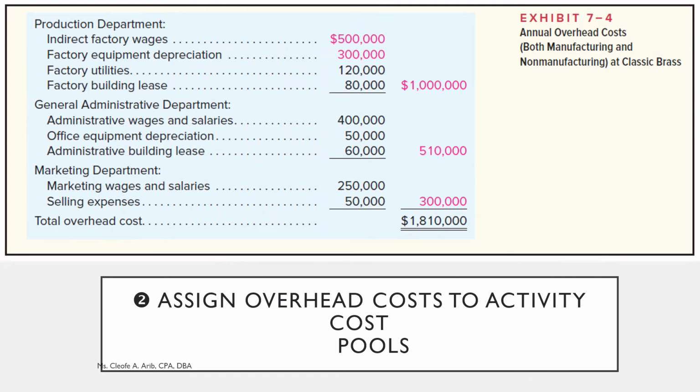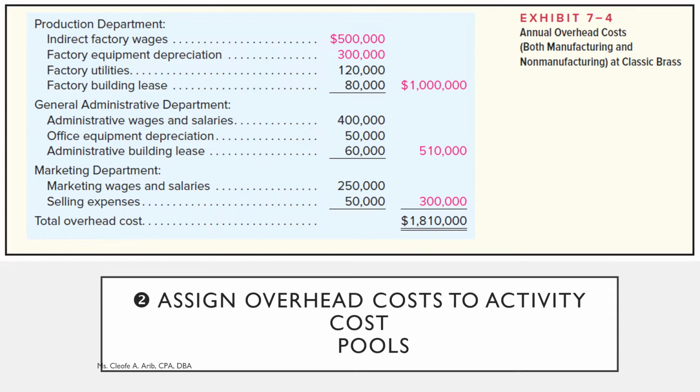Your second step is to assign overhead costs to activity cost pools. So, you have here Exhibit 7-4 shows the annual overhead costs, both manufacturing and non-manufacturing, that Classic Brass intends to assign to its activity cost pools. So, you have production department, magkano yung total niya? 1 million. Your general and administrative department, a total of 510. And then the marketing department, a total of 300,000.